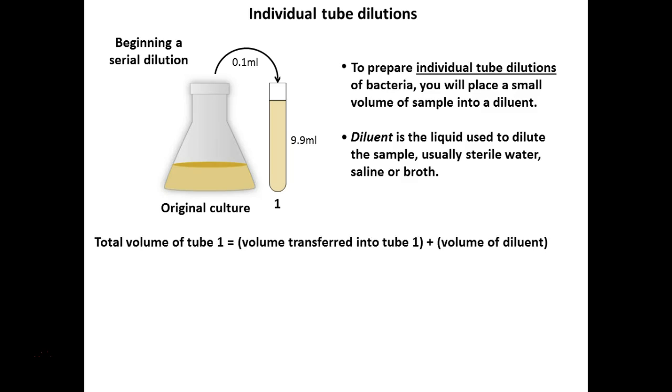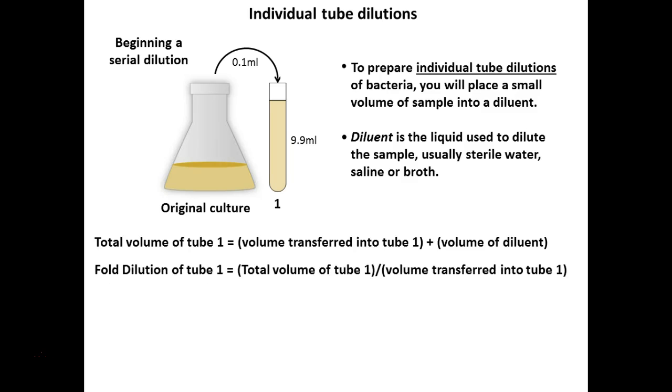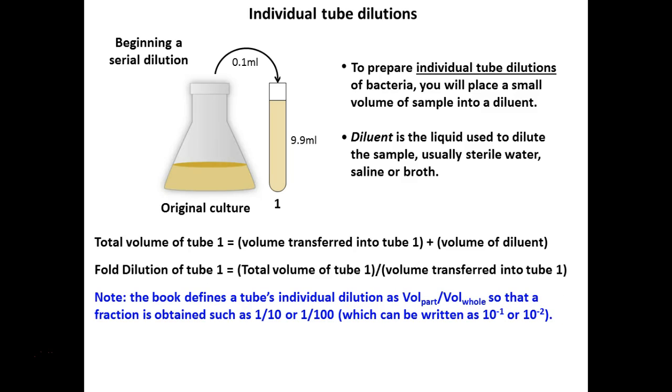So, for our individual tubes, like for instance for this tube, they did 0.1 milliliters into 9.9. So what's our total volume? 10, right? And how much should we transfer? 0.1. So we would set this up, right?